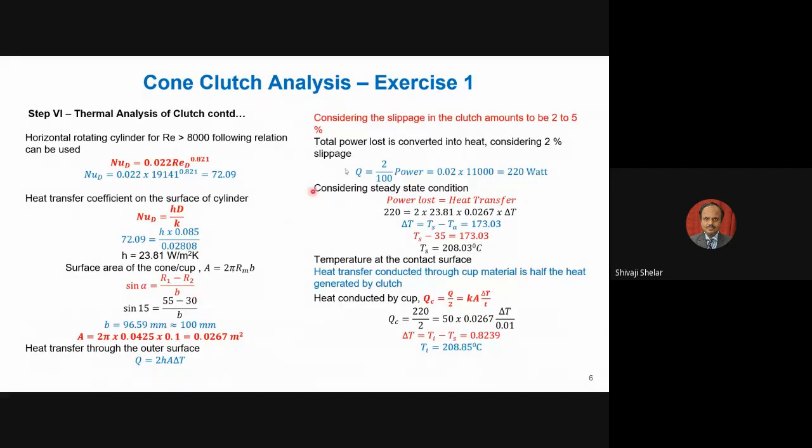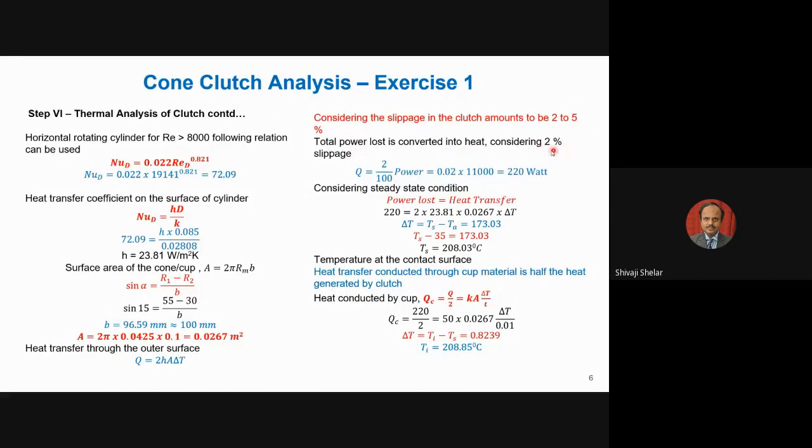So we are considering here that the slippage in the clutch amounts to 2 to 5%. So let's say the slippage in the clutch system is approximately 2 to 5%, and because of that there will be power loss. So the total power loss I am considering. It is not necessarily that the entire power loss is converted into heat. There are other losses also, but we are considering that the total power loss is converted into heat.